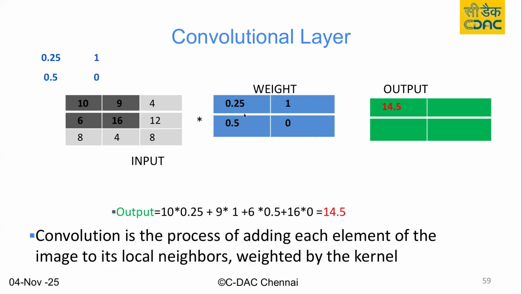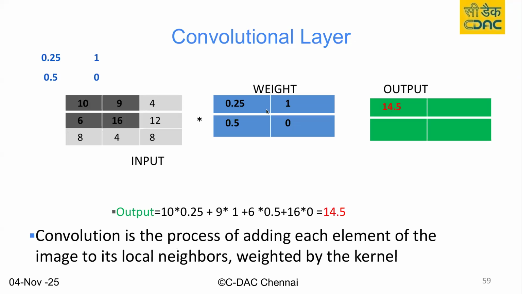So here I have a 2 cross 2 matrix. The input image, every 2 cross 2, is multiplied with the weight matrix. So 10 into 0.25 plus 9 into 1 plus 6 into 0.5, 16 into 0 becomes 14.5. That is written in the output matrix of the cell. So this process is called a convolution process of adding each element of the image to its local neighbors, weighted by the kernel. So the weight matrix is also called a kernel.